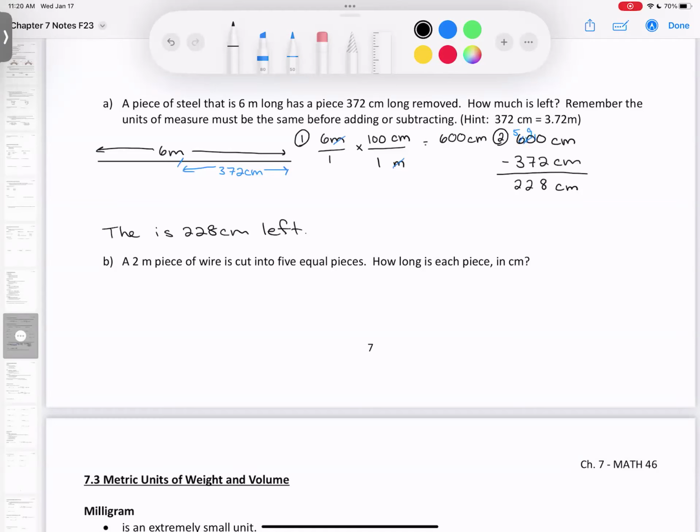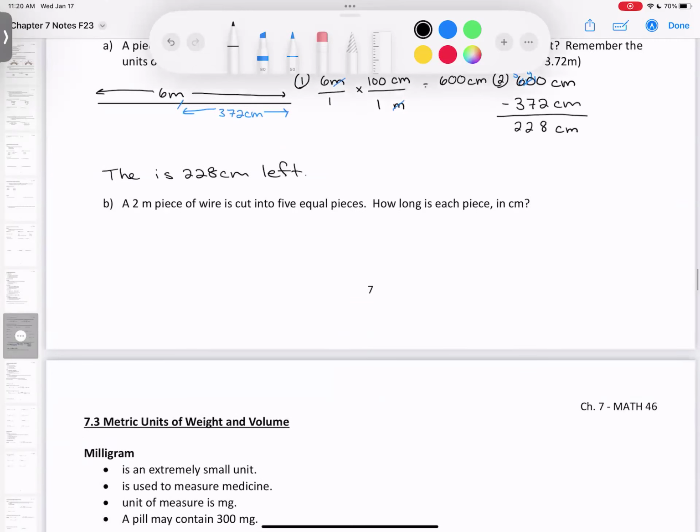Okay. Next one, final question here. We have a 2-meter piece of wire and it's cut into 5 equal pieces. So here's our 2-meter piece of wire. Something I can draw once again, yay. We want to cut it into 5 equal pieces.